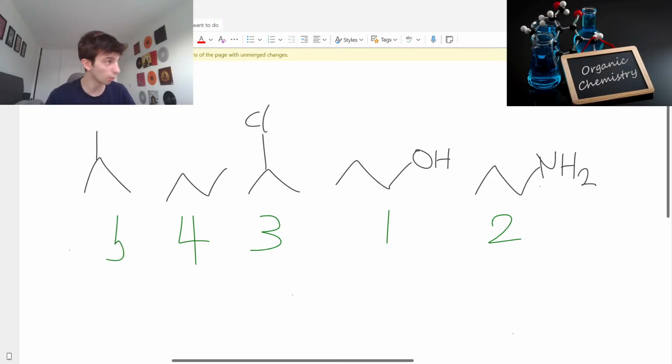This is our order, guys. This is our order. I'll explain why. Four and two both have hydrogen bonding because our hydrogens are attached to those electronegative groups, either oxygen, nitrogen, or fluorine.